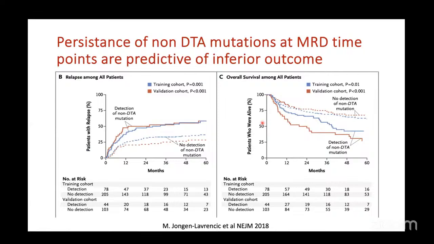This is a seminal paper published in 2018, which showed that if these DTA mutations are excluded, then mutations that persist at post-induction or subsequent time points are predictors of a higher cumulative incidence of relapse as well as worse overall survival. This is why we exclude DTA mutations when we want to look at MRD.